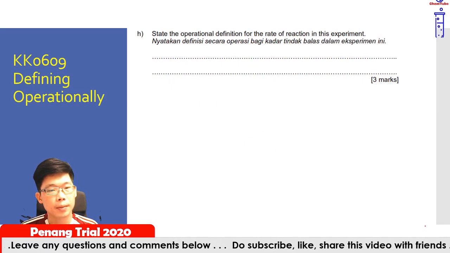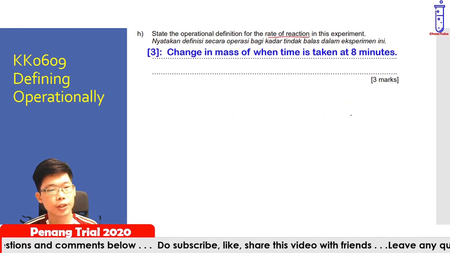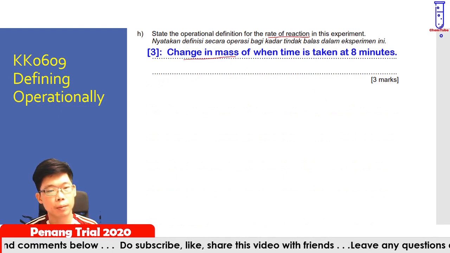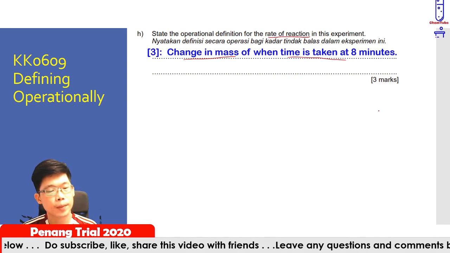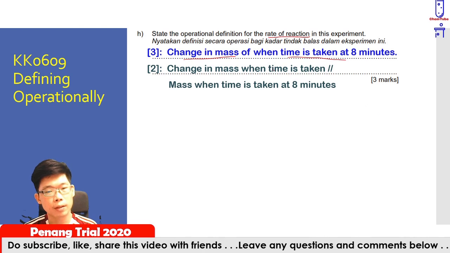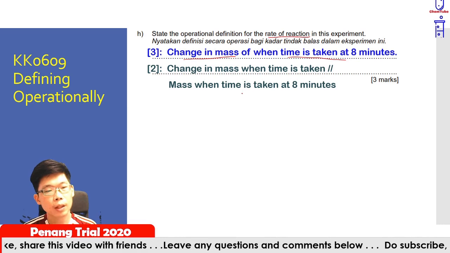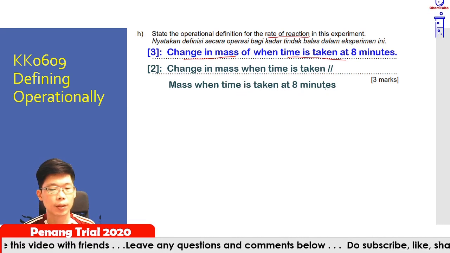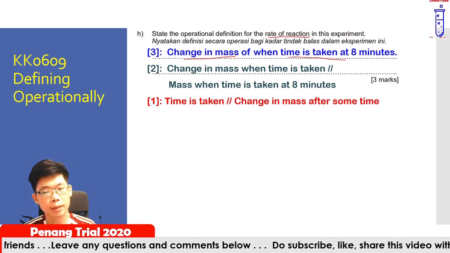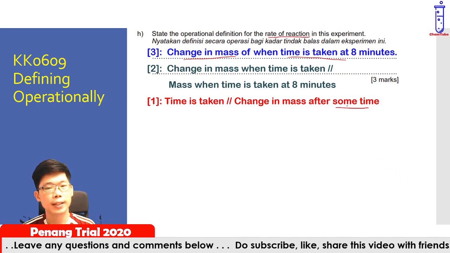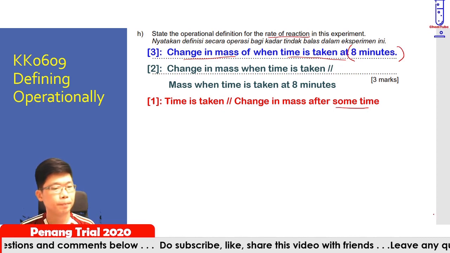Okay, next, state the operational definition for the rate of reaction in the experiment. So the change in the mass is what you observe when the time taken is 8 minutes. Okay, it's score 3. For score 2, change in mass when time is taken, without stating the exact time. But score 1, time taken, change in the mass after some time, not mentioning the exact time. For this experiment, you have to mention 8 minutes.